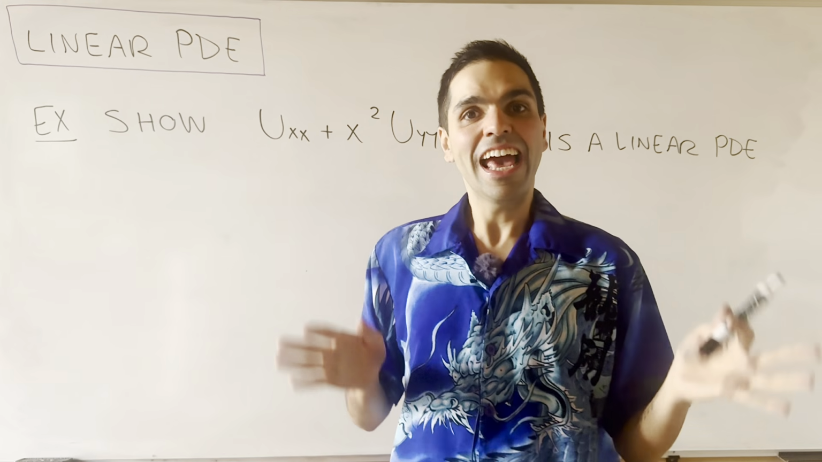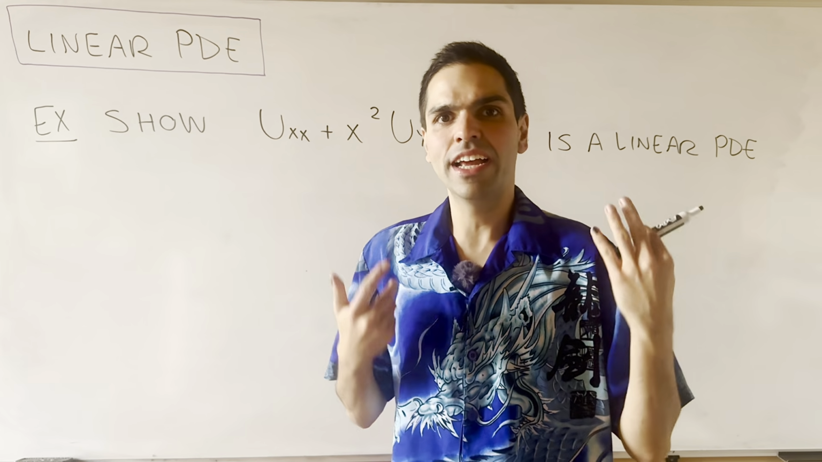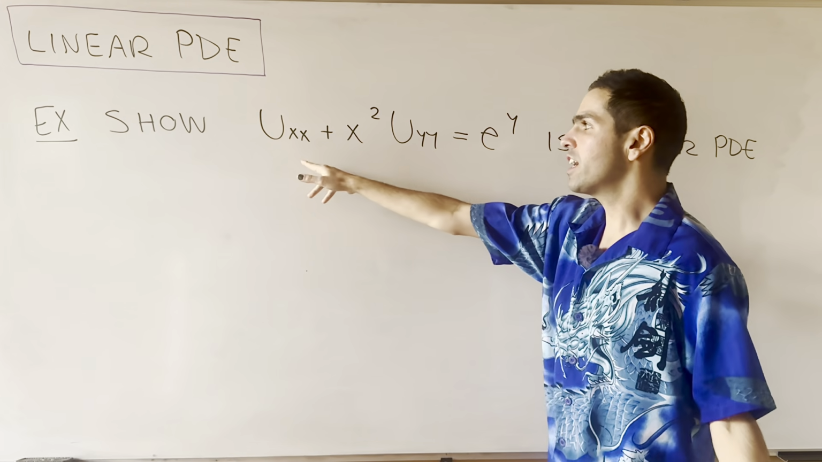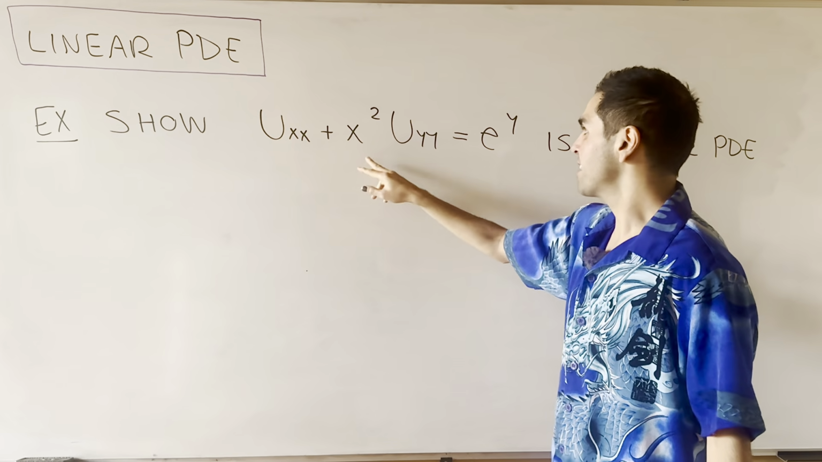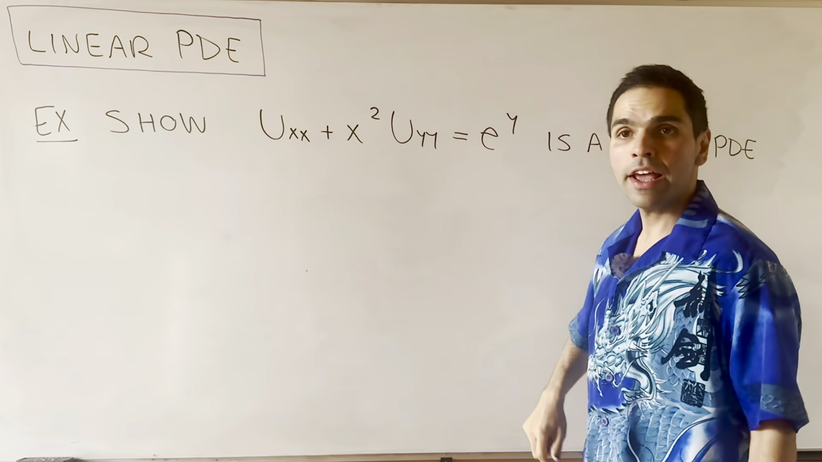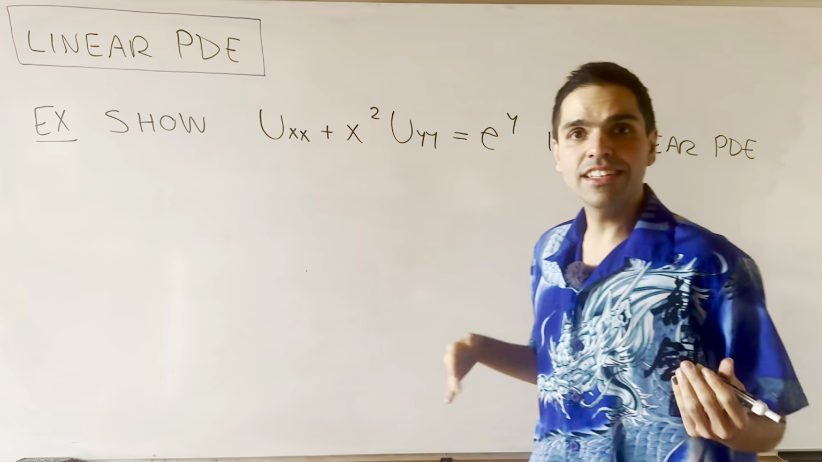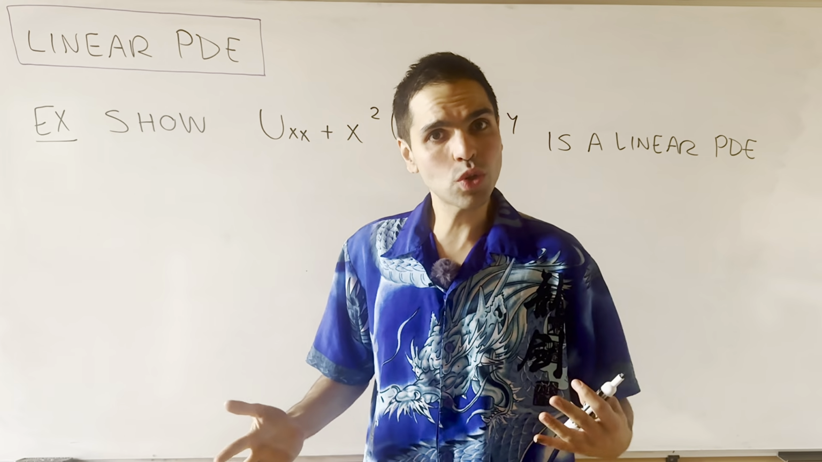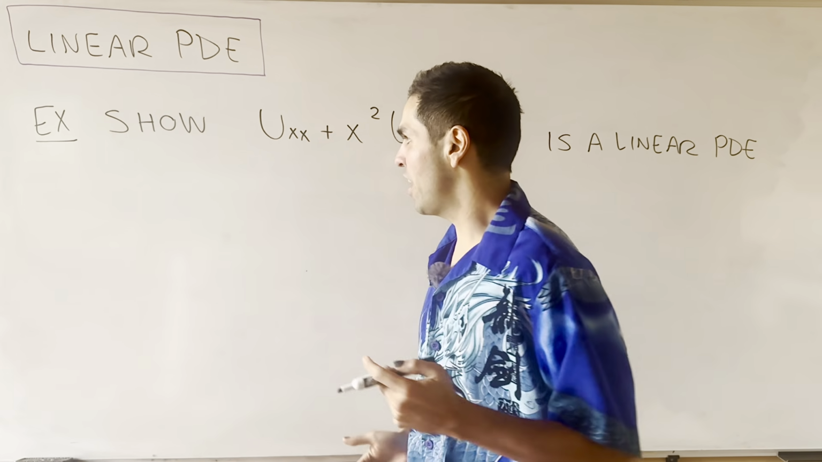Thanks for watching, and here is a very elegant way to show that a PDE is linear. In particular, let's show that u_xx plus x squared u_yy equals e to the y is a linear PDE. And this has to do with linear transformations from linear algebra.